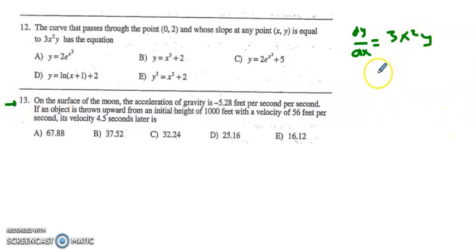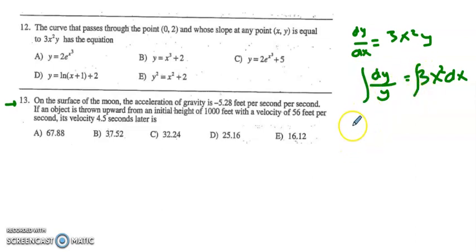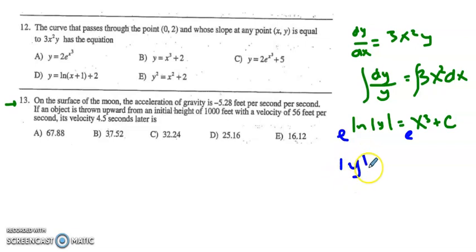But let's go ahead and separate by dividing by y. So I have dy over y, and we're going to multiply by dx to get 3x squared dx. Integrate both sides here. Put my integral signs up. I'm going to get the natural log of the absolute value of y equals x cubed plus c. And then I'm going to exponentiate both sides. So I'm going to have the absolute value of y equals e to the x cubed plus c.